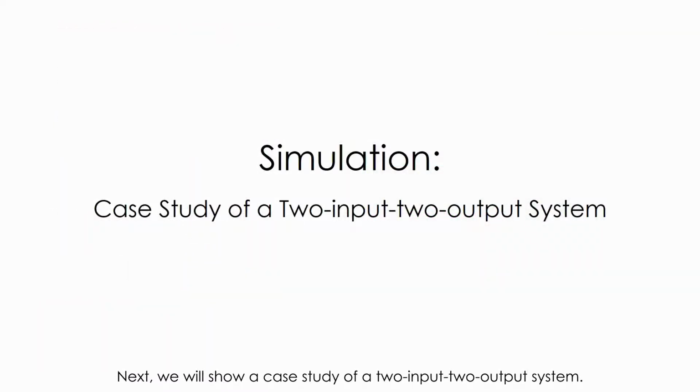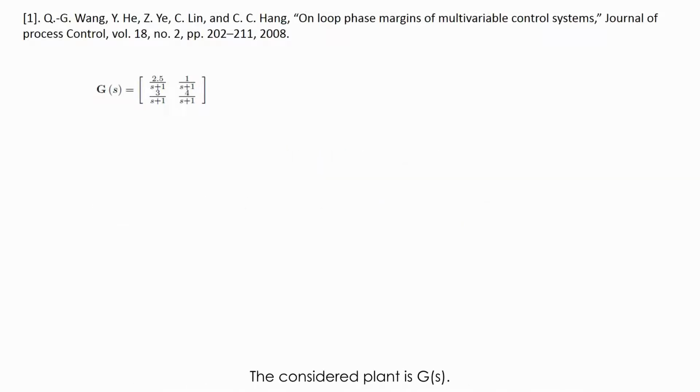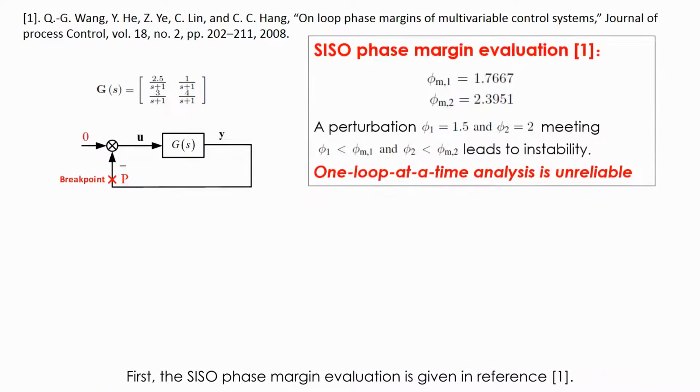Next, we will show a case study of a two-input two-output system. The considered plant is G(s). First, the SISO phase margin evaluation is given in reference 1. The closed-loop system needs to be broken at the point P to obtain the open-loop system. Then, the stability margins are obtained based on the one-loop-at-a-time analysis method. However, a perturbation meeting the given phase margins leads to system instability. It concludes that the one-loop-at-a-time analysis method is unreliable for MIMO systems.